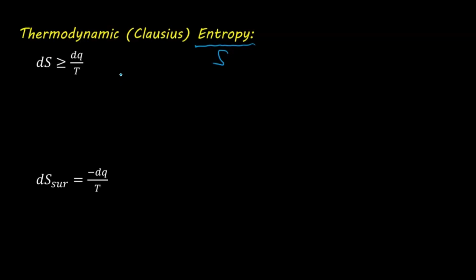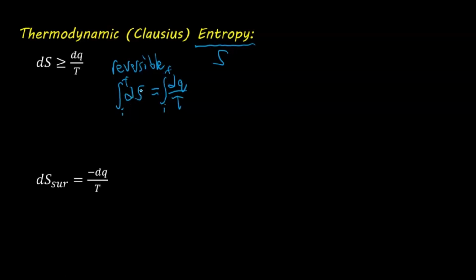Let's look at the equality sign first. So if this dS equals dQ over T, this is true for a reversible process. And in a reversible process, the change in entropy is equal to the energy transferred as heat to the system. Now we can integrate this because these are infinitesimal changes here, and we can integrate it from some initial to final state here.